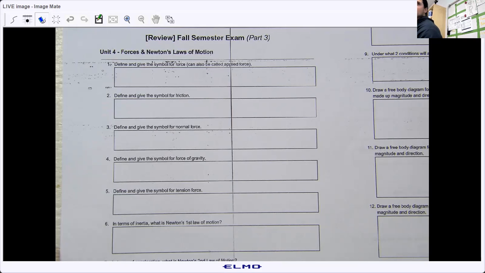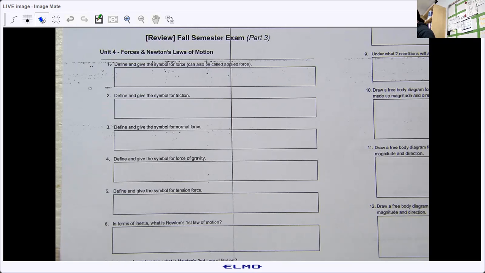Acceleration and mass are inversely proportional. So if you increase the mass, you decrease acceleration. Right? The opposite is occurring here. If you decrease mass, then you will increase the acceleration if you maintain the same force.